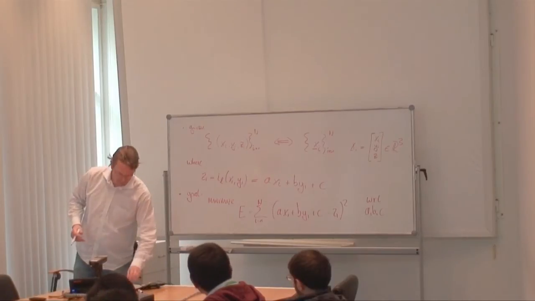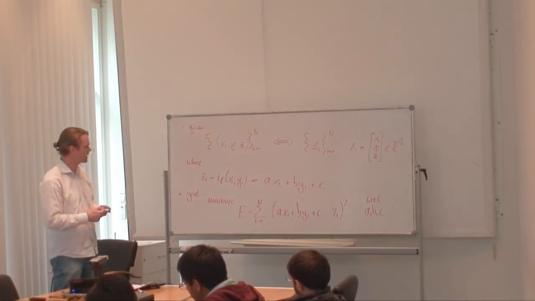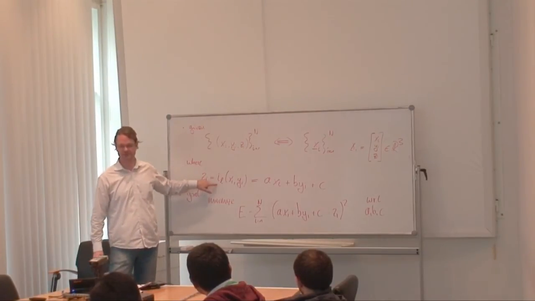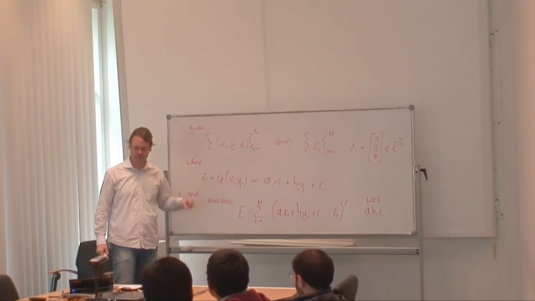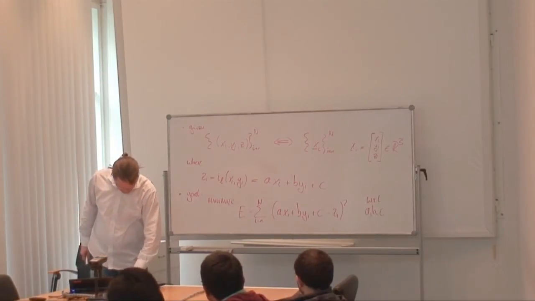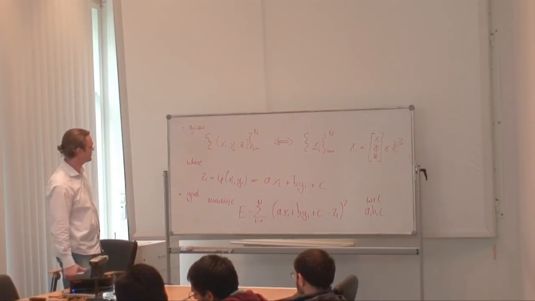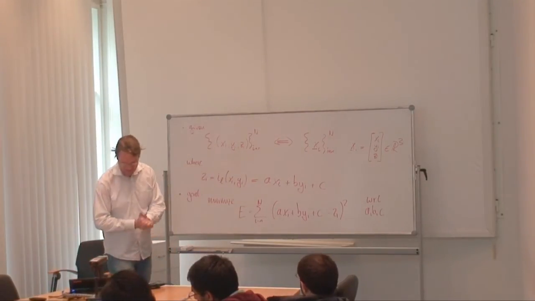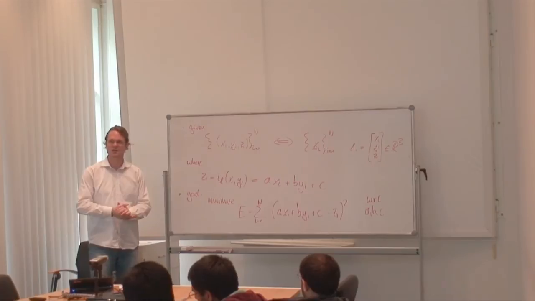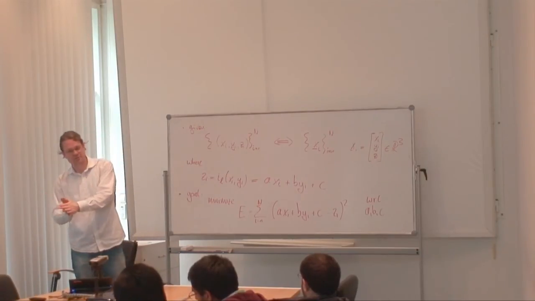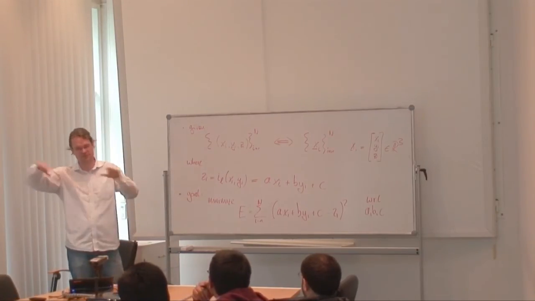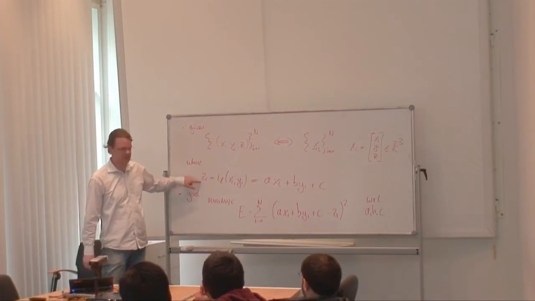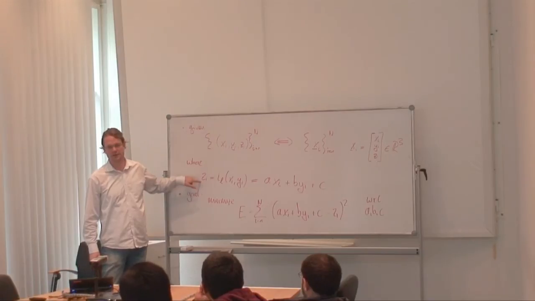Z is given to us. So we assume that z is actually given by the illumination. We don't know the illumination, but basically this is the log of the image, and now we want to fit a plane into the log of the image. All right, so these things are given.